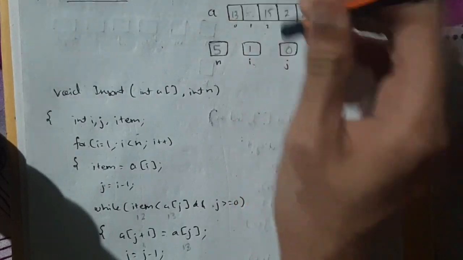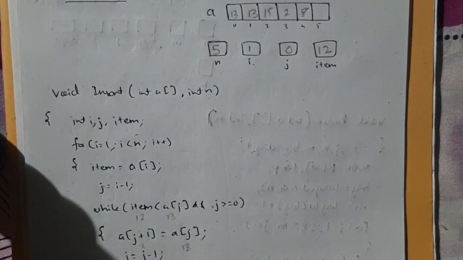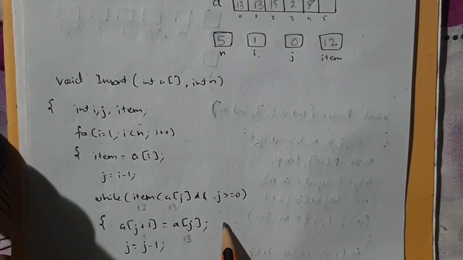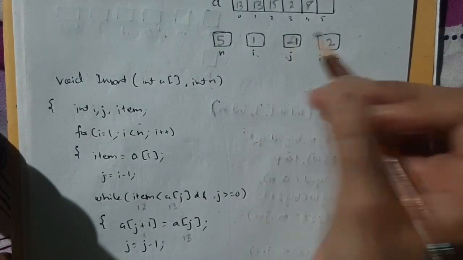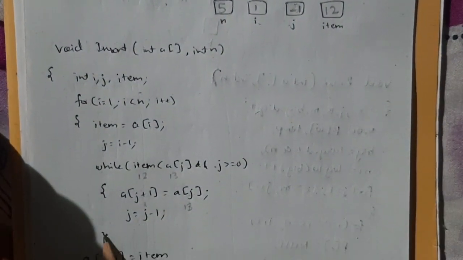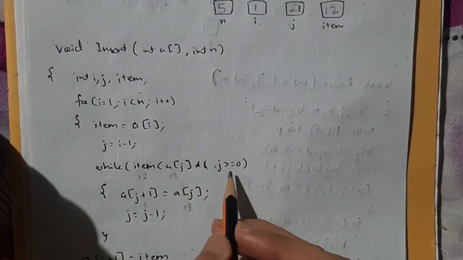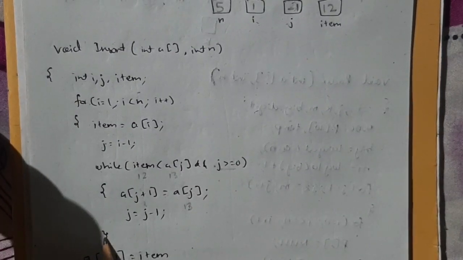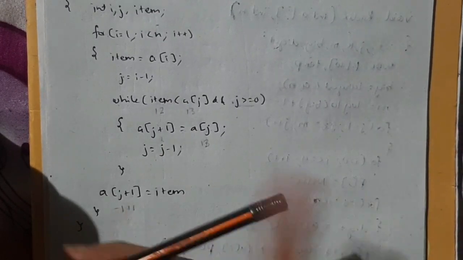Okay. Now j is equal to j minus 1. Now j was 0, right? So j will become minus 1 now. Now this while loop, it will come out of this while loop. Why? Because j is minus 1 and this condition will become false. Okay, so when it comes out of this while loop, what it will be? The thing a of j plus 1, j is minus 1, minus 1 plus 1, that is 0.